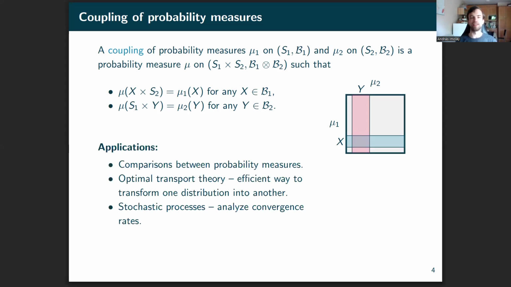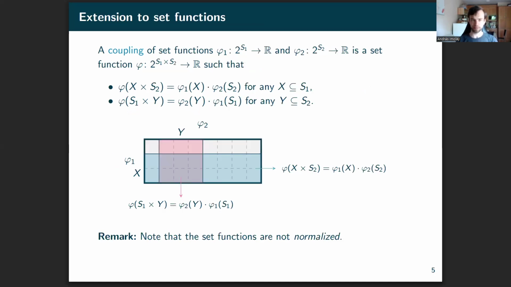And without going into the details, I just want to mention that this is actually an extremely important notion in probability theory with plenty of applications. Note that actually we didn't really use anything about mu1 and mu2 being measures. So taking any two set functions, we can define coupling in a similar manner.